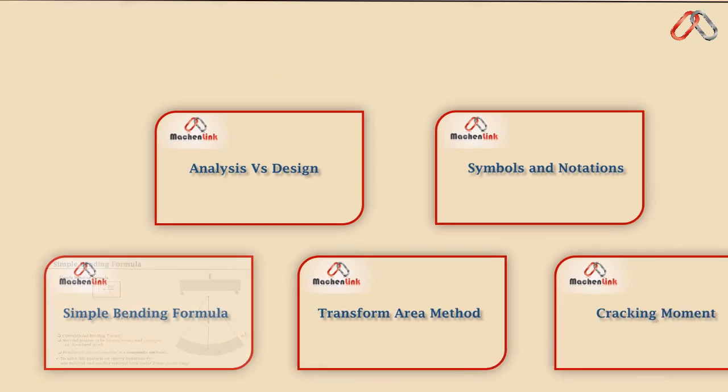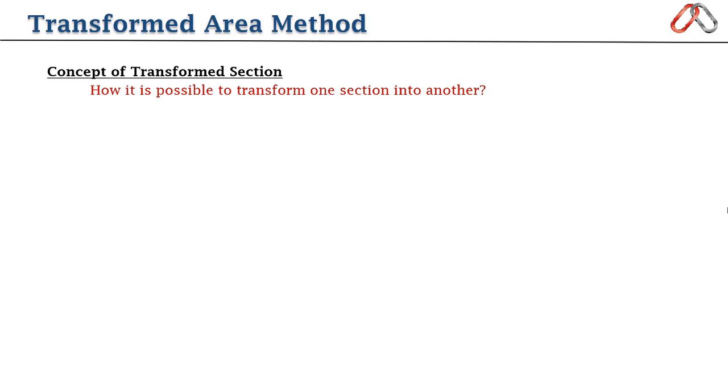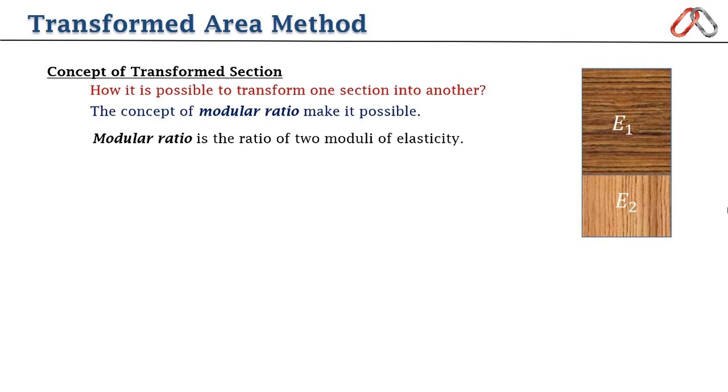So here we move to another important concept, transform area method. There would be a question in your mind that how it is possible to transform one section of material into another section. The concept of modular ratio makes it possible. In second lecture, I have given you a brief introduction of concept of modular ratio. Modular ratio is the ratio of two moduli of elasticity. Suppose we have two materials of different modulus of elasticity, E1 and E2. So the modular ratio for them will be m is equal to E2 upon E1.